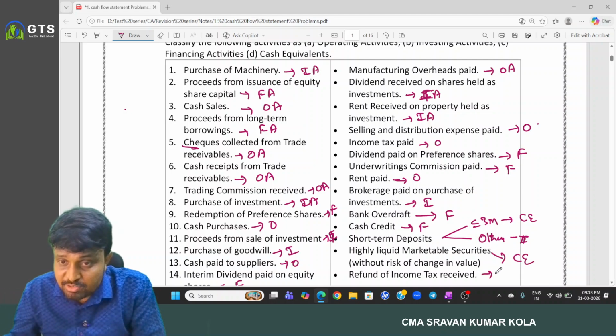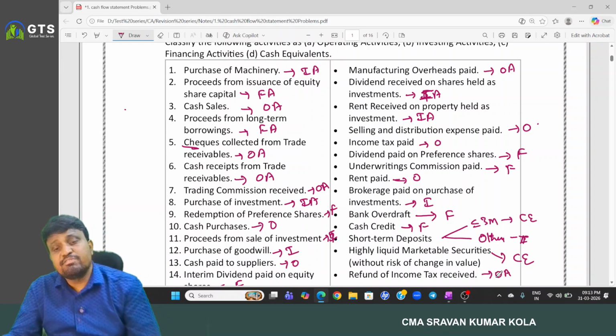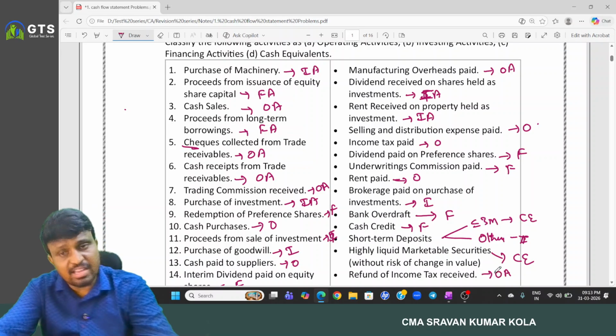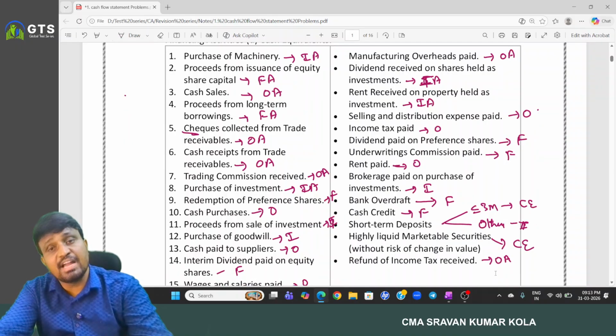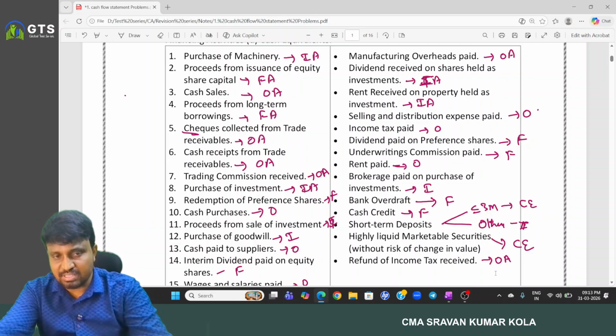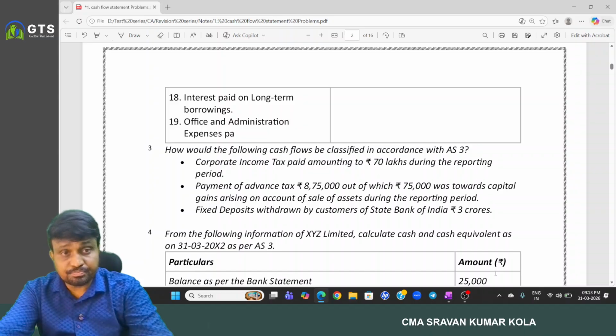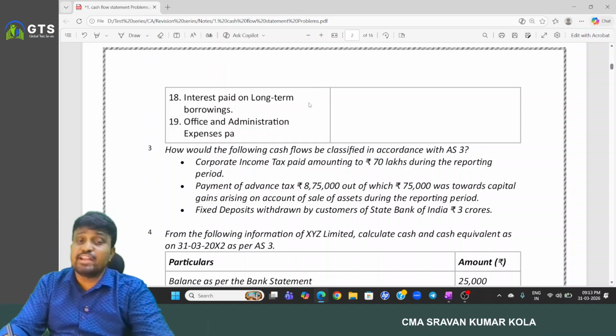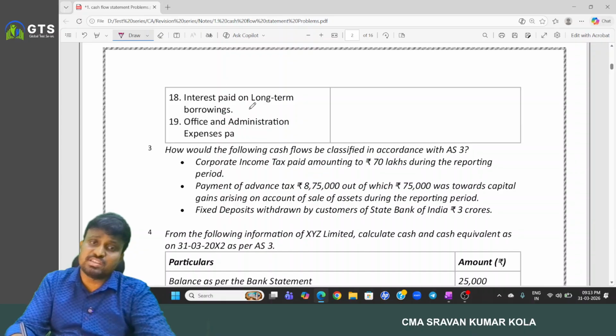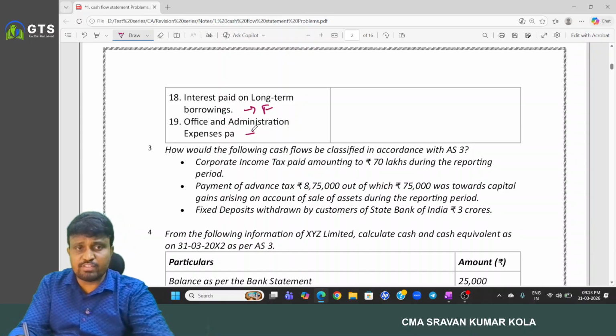Refund of income tax received is an operating activity. Okay, I hope you understood all these points we discussed in the theory. Just go through it. And there are some two points more. Interest paid on long term borrowing is also a financing activity. Office and administration expenses paid is operating.